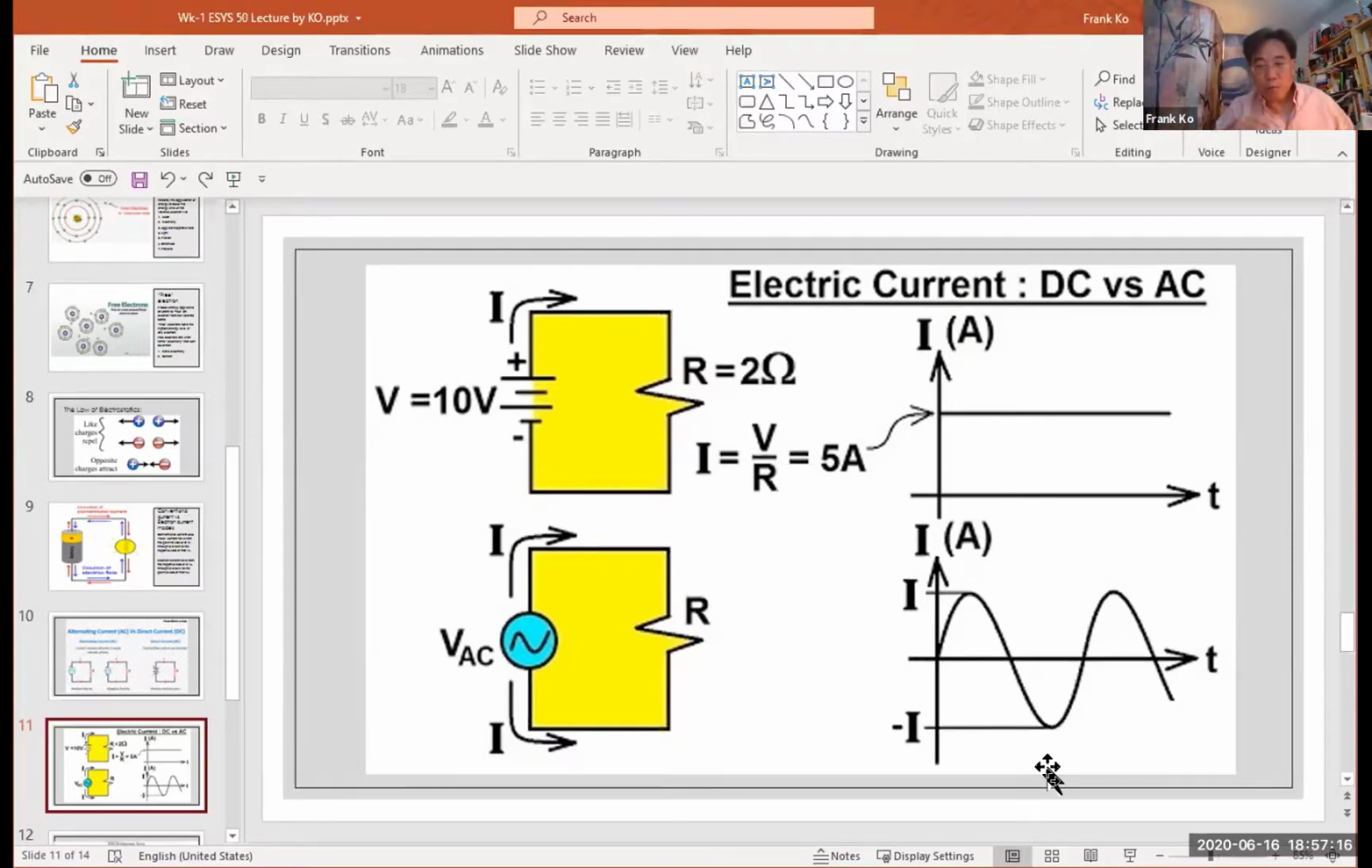Who's right, who's wrong? There's no right, there's no wrong. It just depends on how the electrical system is set up. Did that answer your question, Chisumaga?